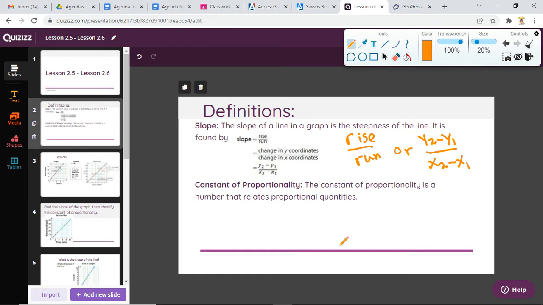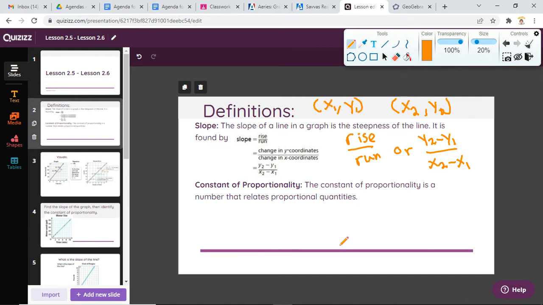Now, you might be asking yourselves, what are these y2 and y1s? What do we really mean by that? Well, remember, if we have a coordinate, it's simply written as x comma y, right? So to find the slope, we need two coordinates. If we have two coordinates, which is what we need to write slope, we could label these as x1 comma y1 and x2 comma y2. So it's really just two coordinates right here.